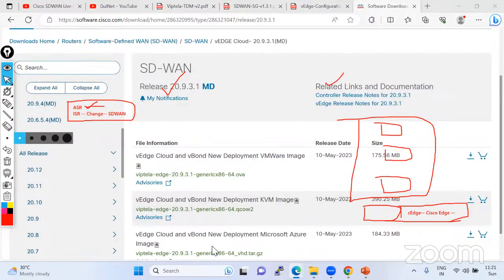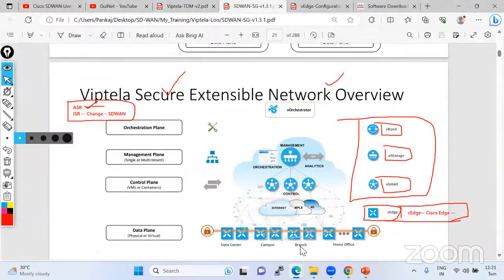Okay. All right. So moving next. Sorry for the interruption. Do only ASR and ISR support the SD-WAN software, or how? Yes, a few more devices are also available. I'll show you the actual list of what devices are available. Some virtual images are also available, but from a hardware point of view, just think about the ASR and ISR devices. Both virtual and hardware will support this.